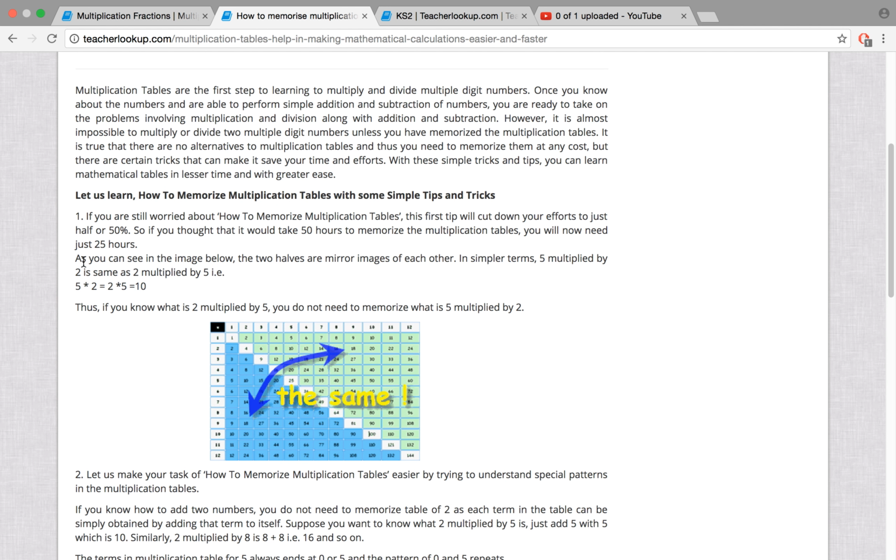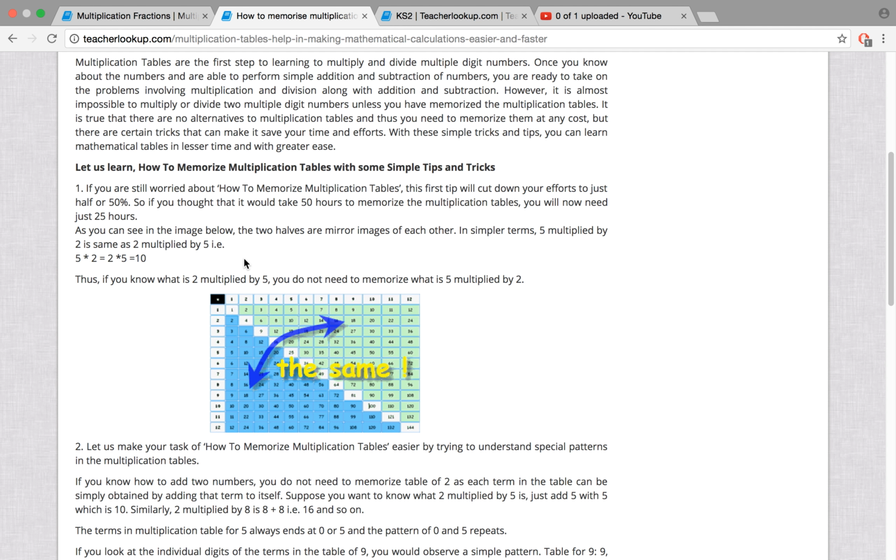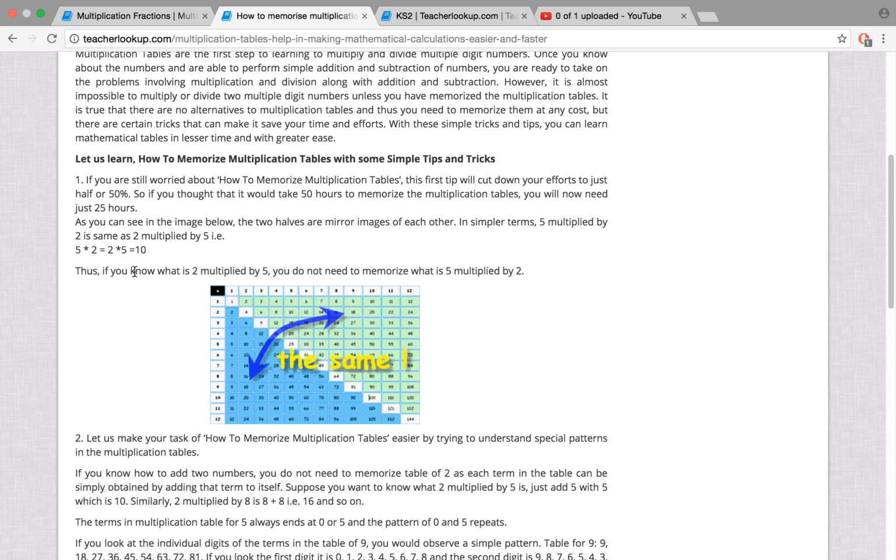Right. So, as you can see in the table in the image below, the two halves are mirror images of each other. In simpler terms, 5 multiplied by 2 is the same as 2 multiplied by 5. Thus, if you know what 2 multiplied by 5 is, you do not need to memorize what 5 multiplied by 2 is.